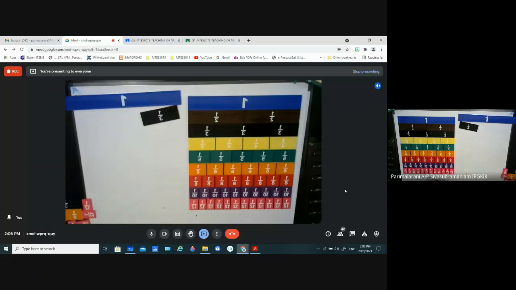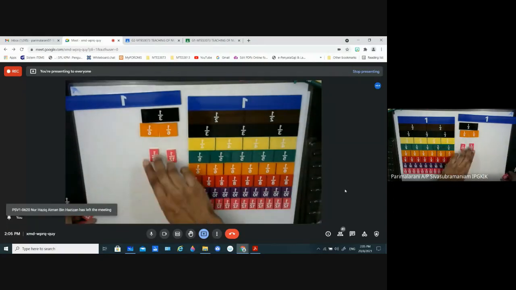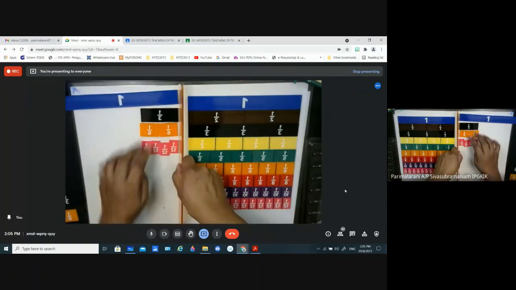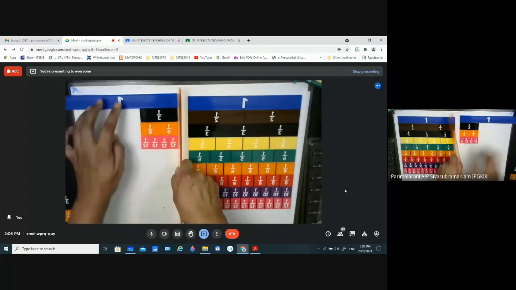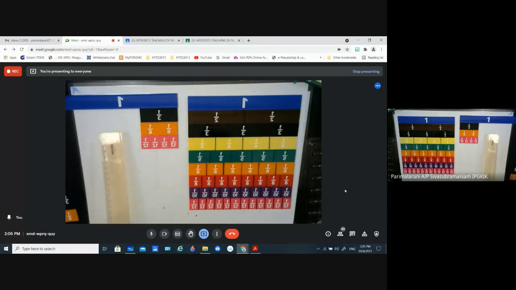So we have 1/3, 2/6, and 4/12. Sorry, 4/12. We can see that all these pieces are exactly equal in size. From here, we can help the student to say that 1/3 is equivalent to 2/6, and 1/3 is also equivalent to 4/12. 2/6 is also equivalent to 4/12.